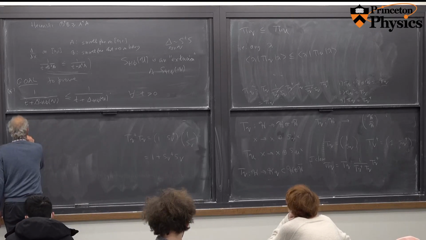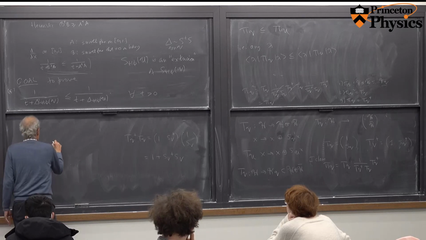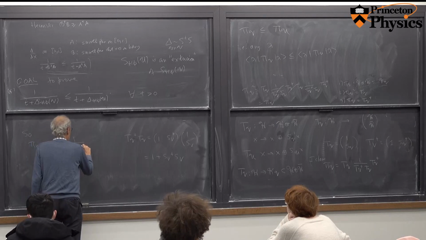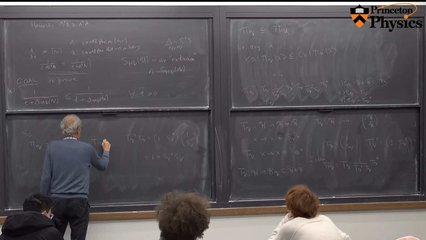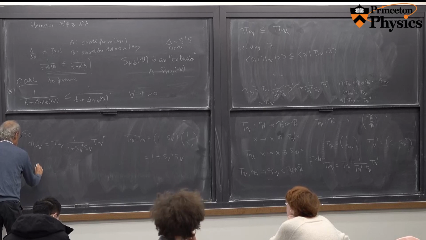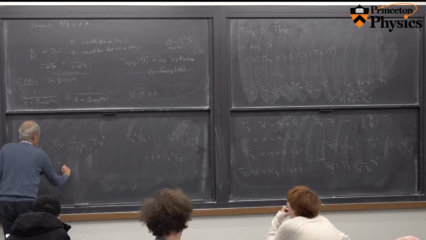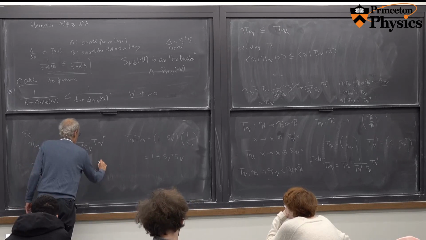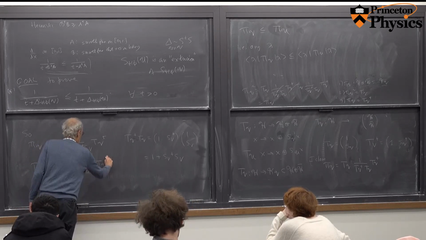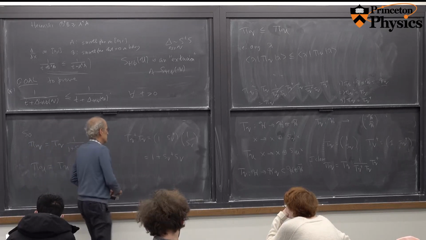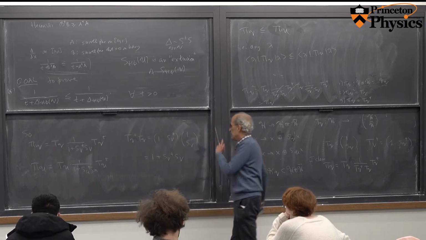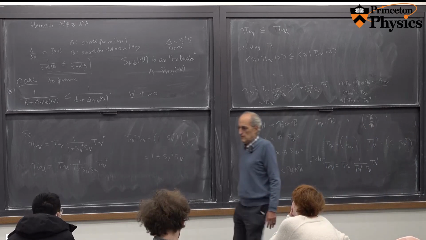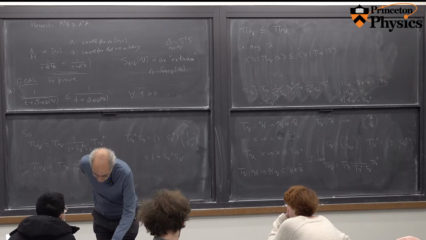So pi v is TV 1 over 1 plus SV dagger SV times TV dagger. And the same would of course apply for u. So pi u is TU 1 over 1 plus SU dagger SU times TU dagger. Okay, now we're almost done.